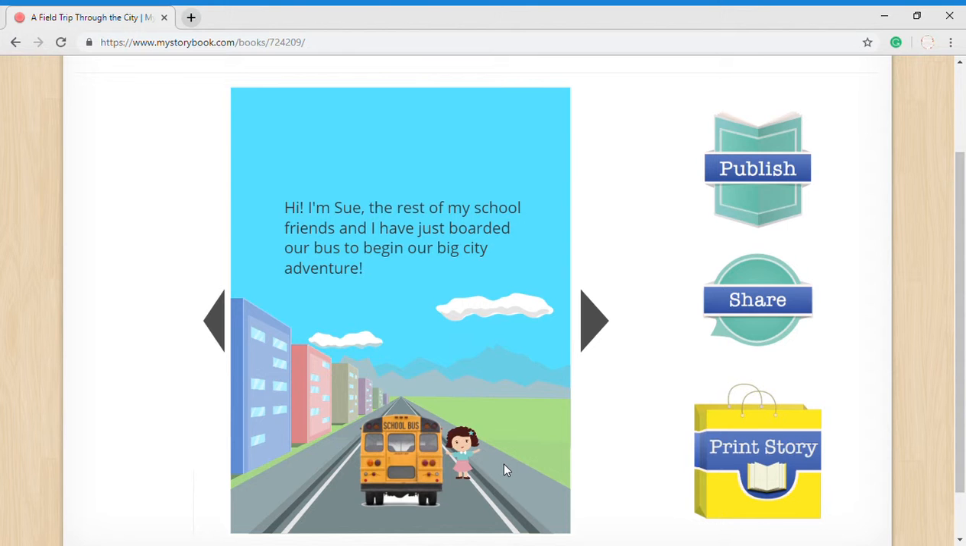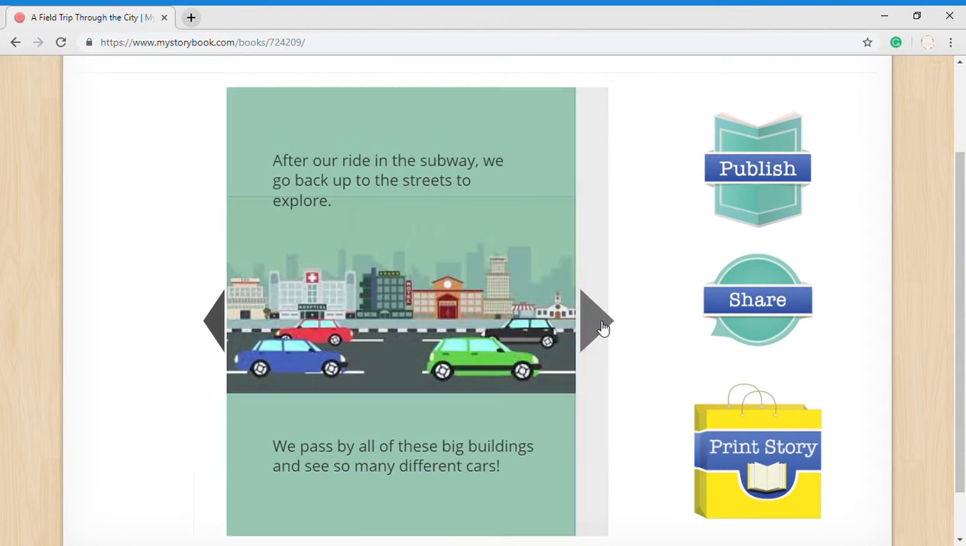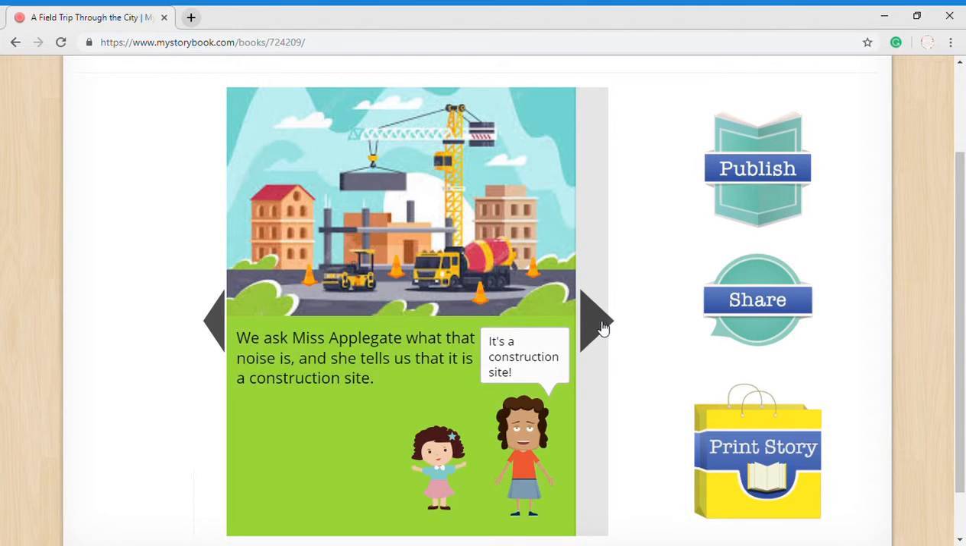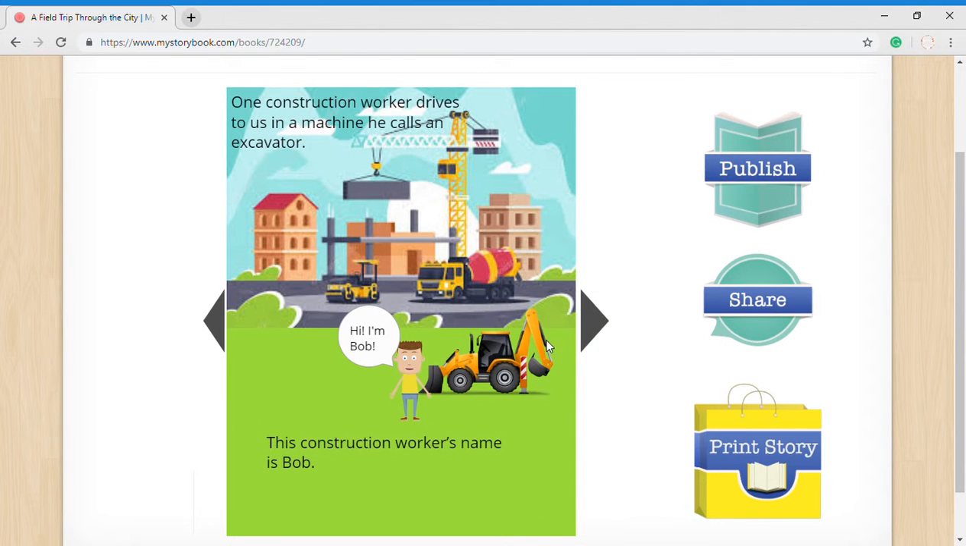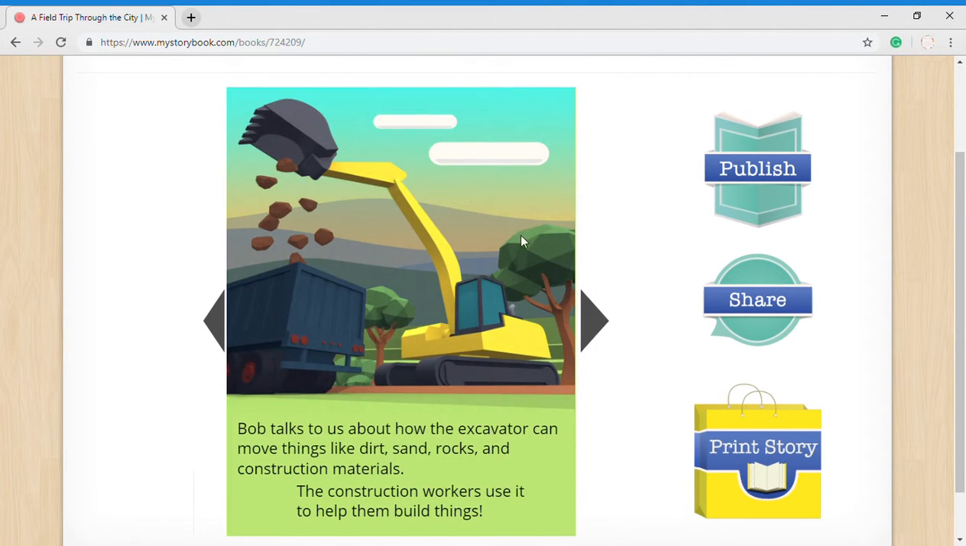So the technological implication comes with the construction worker, Bob. Bob comes up in this excavator and he explains what its purpose is. It's used to build and to assist the construction workers in building huge structures such as bridges or buildings specifically, things like that. And it moves several different kinds of materials as listed on this page.